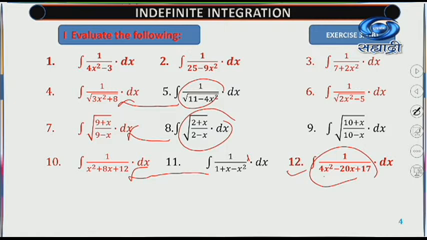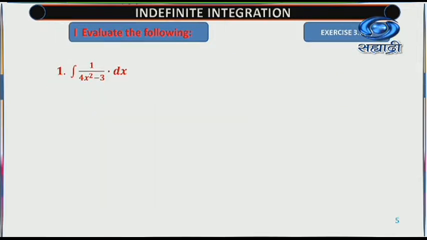Okay, so these many examples we are going to solve in this exercise. We'll begin with this, and this is the first kind of example, where you have to use your formula directly. We'll solve this example, integral 1 upon 4x square minus 3 dx. Look at here, this example is integral 1 dx upon (2x) square minus (root 3) square.